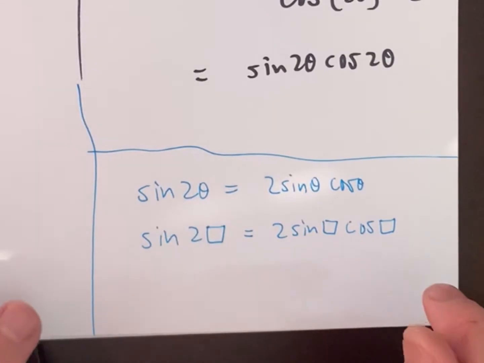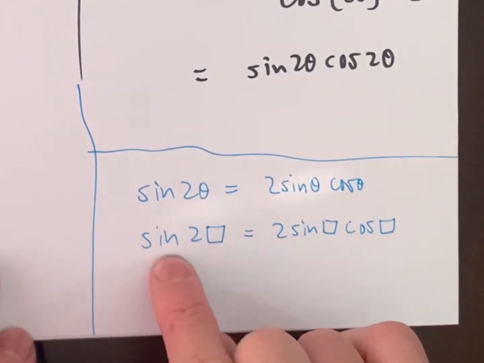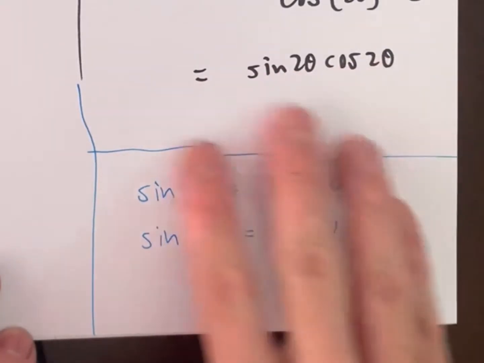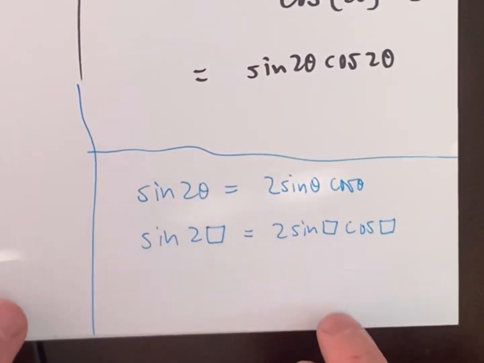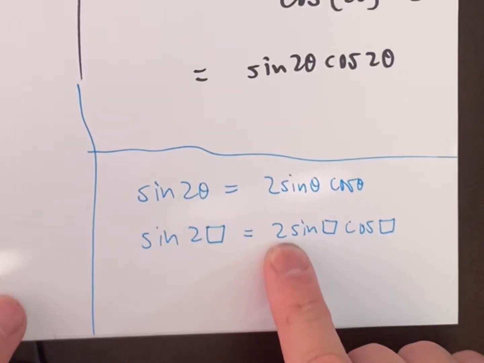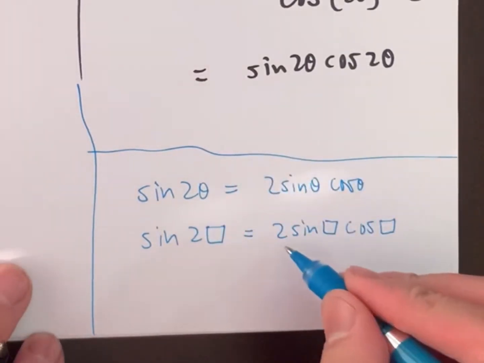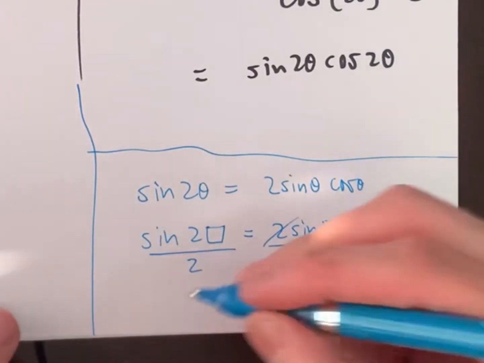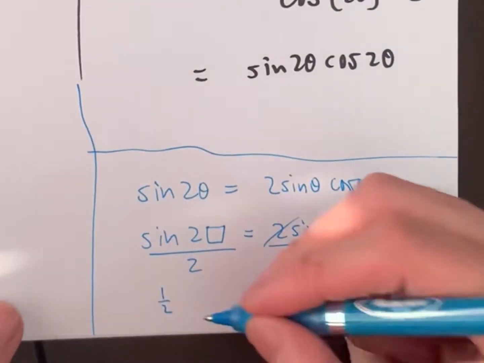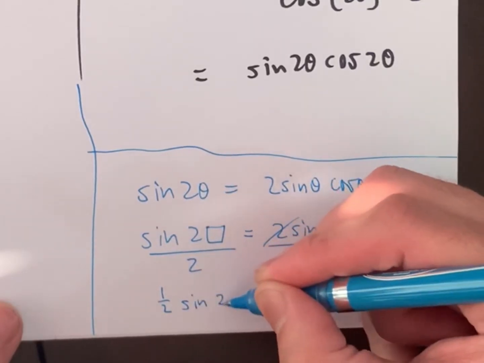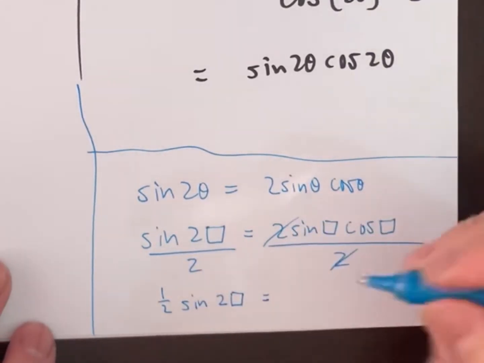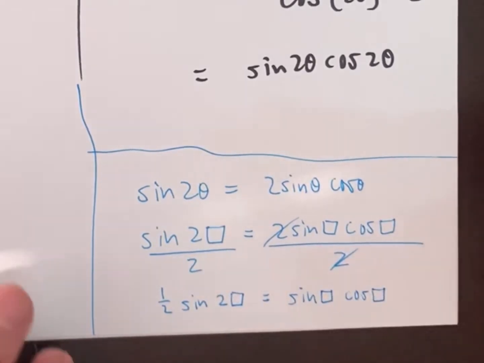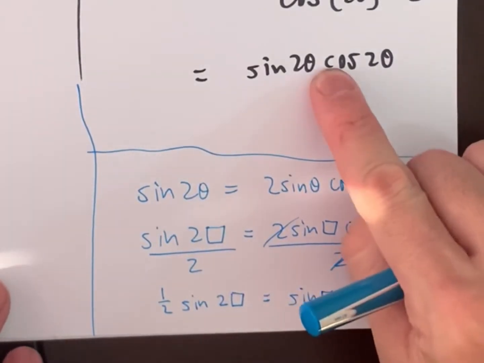And what I want to do is go from right to left. Now, if you look at what you have, this is our answer, and I want to use this to get their answer. But notice how here there's a 2, but yours doesn't have a 2. So I'm going to divide this formula by 2. So these are gone. So this says that 1/2 sine of 2 box equals sine box cosine box. And the reason I've done it is because now ours looks just like theirs.